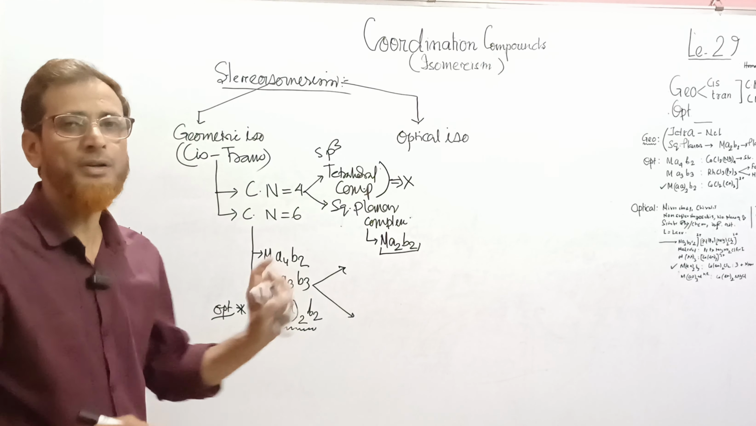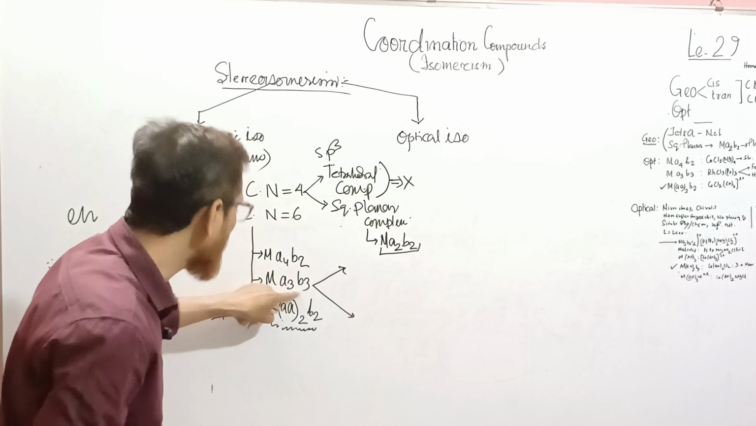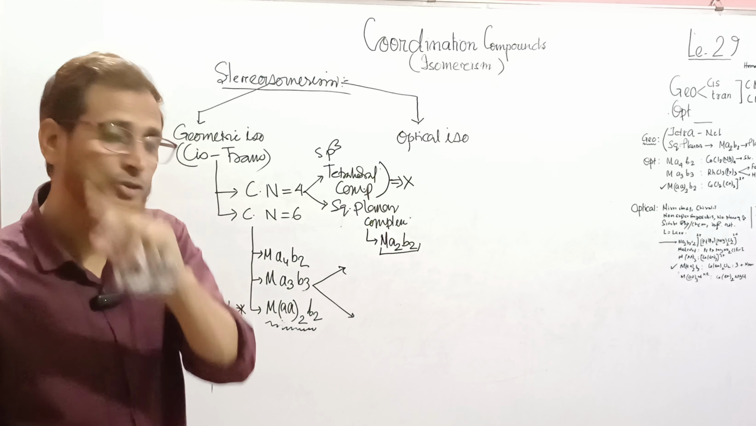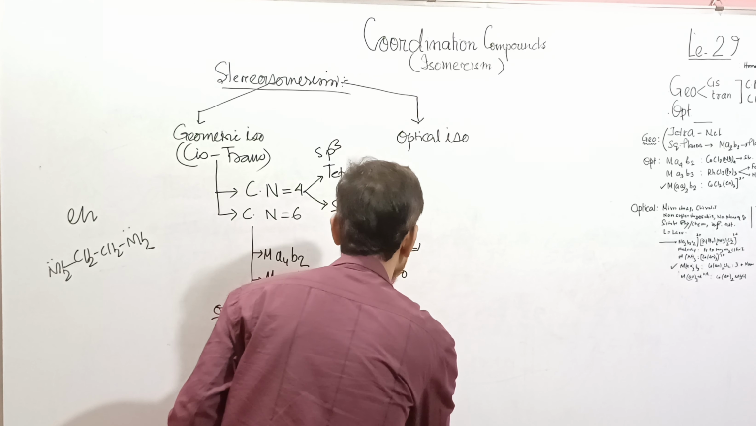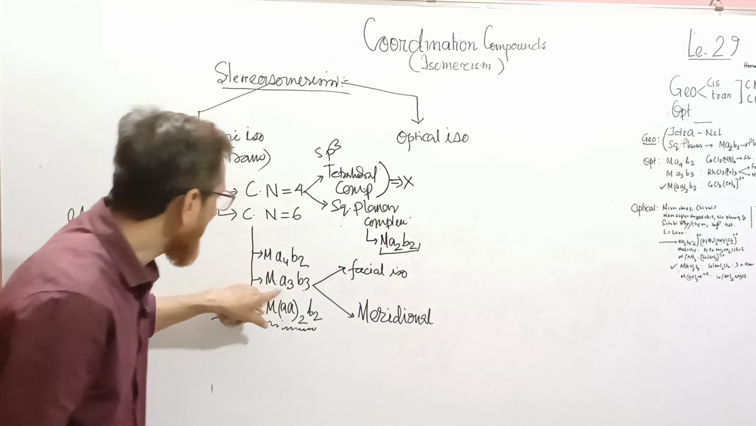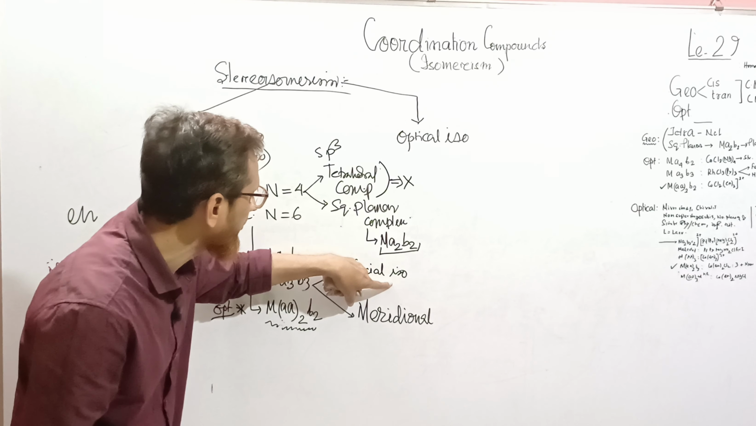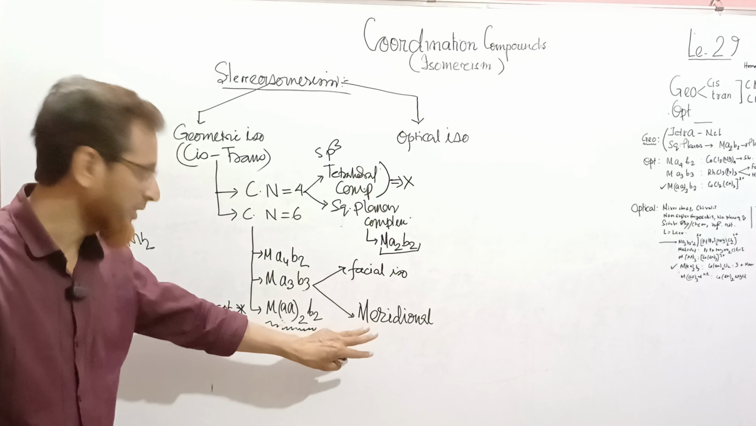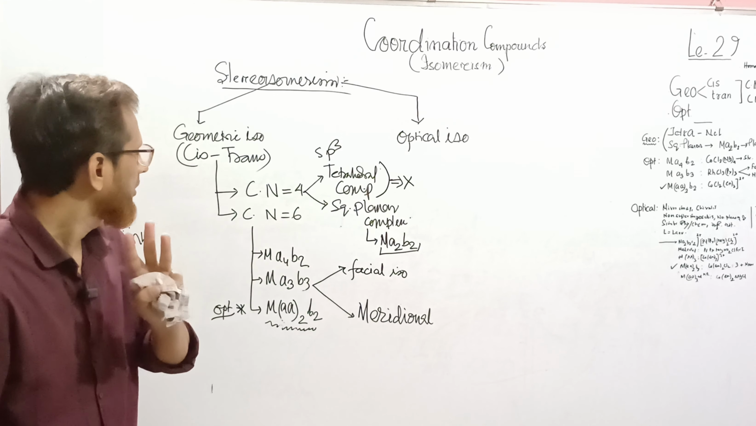The Ma3B3 type, which shows geometrical isomerism, also shows other isomers, with terms such as facial isomerism and meridional isomerism. Follow this type minutely: Ma3B3 types will show facial isomerism and meridional isomerism. For timing, I am keeping this for later and coming step by step.